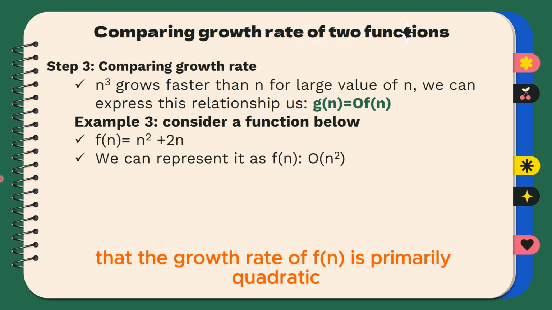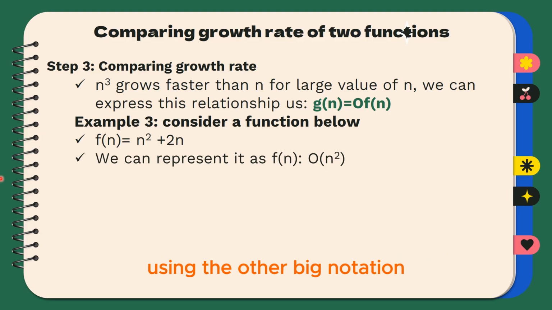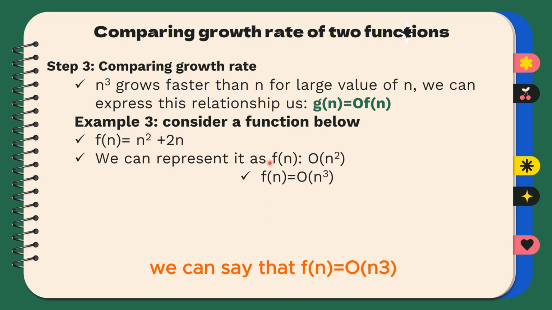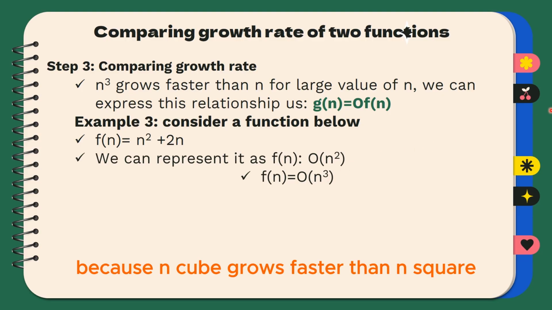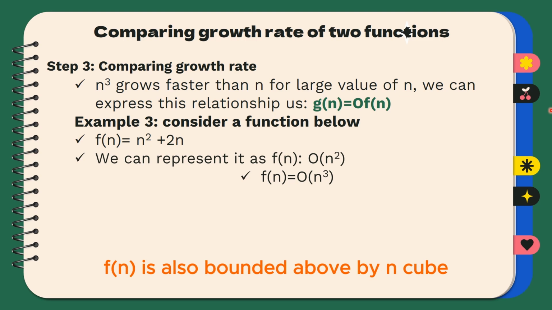Next, let's explore how we can represent f of n using the other big O notations. Cubic representation. We can say that f of n equals big O of n cubed. This is also valid because n cubed grows faster than n squared for large values of n. Therefore, f of n is also bounded above by n cubed.